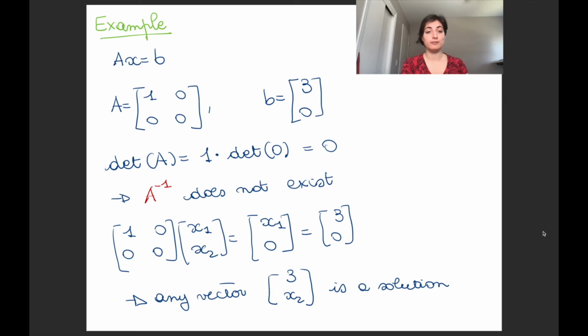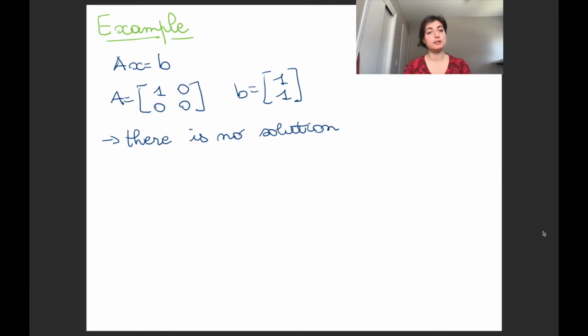The determinant of A is equal to 0, therefore the inverse does not exist, therefore we have problems solving this linear system. On the other hand, if B was set to be (1, 1), there is no solution. There is no x such that A multiplied by x can give you something that is not 0 in the second value.